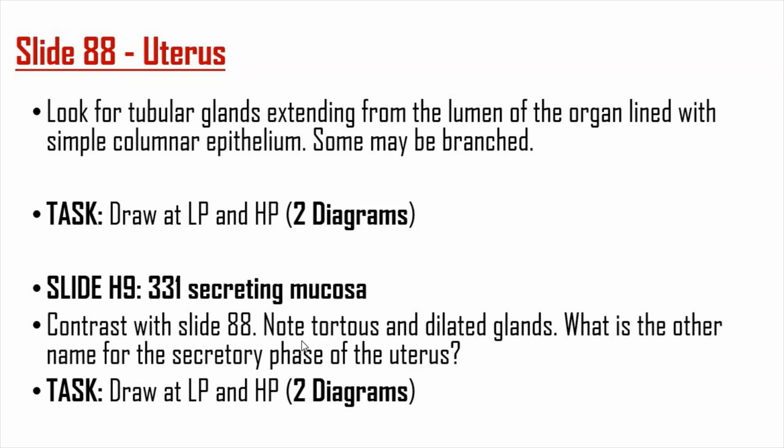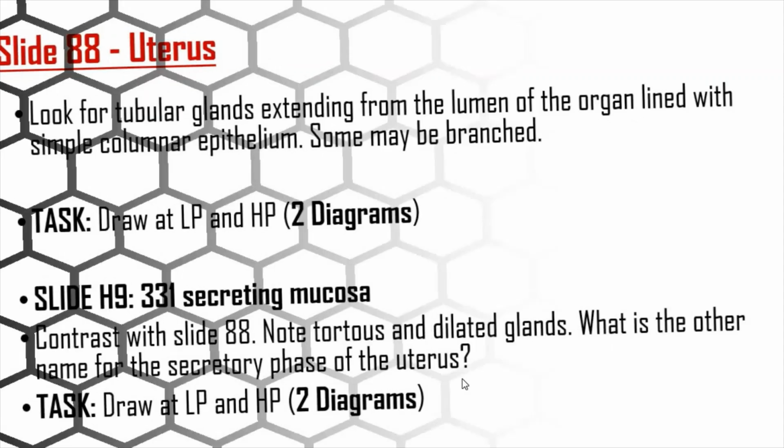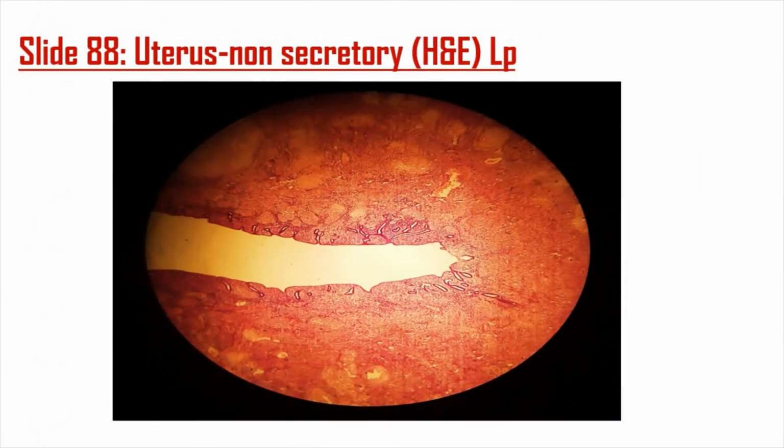The difference between a secretory uterus and a non-secretory uterus is that the glands of the secretory uterus are tortuous and dilated. Okay. And then also answer this question after you draw: what is the other name for the secretory phase of the uterus? So this is a non-secretory uterus.